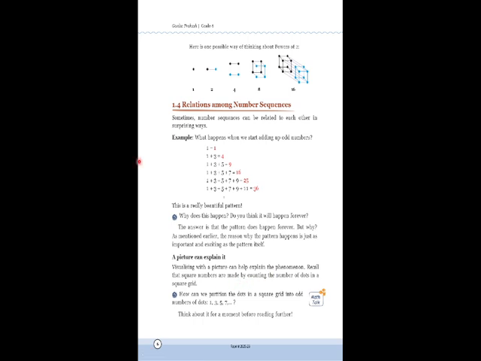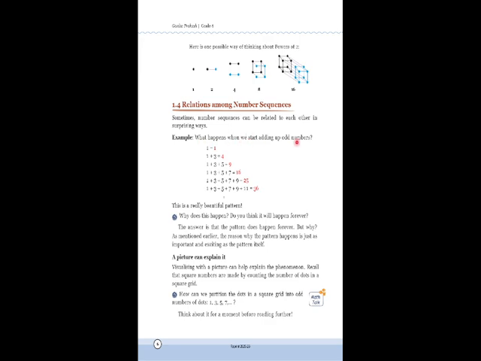Now let's go on. Here is a pictorial way of representing powers of 2. So you have 1, 2, 4, drawn like this, 8, drawn like this, 16. It's kind of weird, but it can be a way to visualize all that. Now for relations amongst the number sequences. Sometimes these number sequences can actually be related in ways you would not expect.